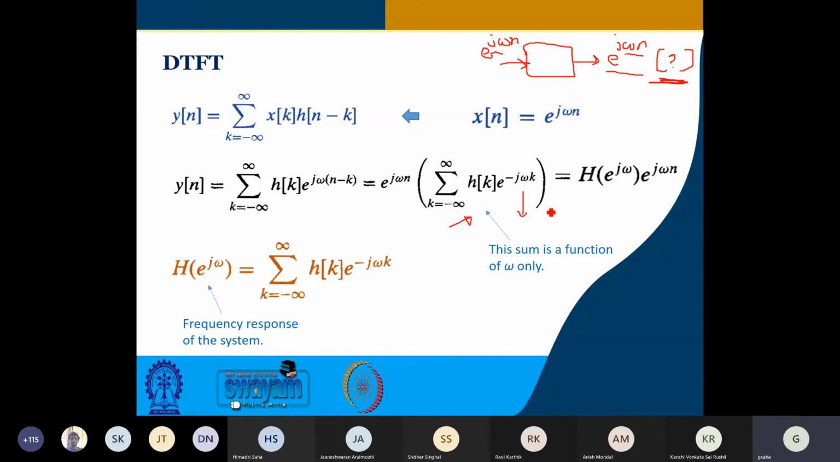Since it is a function of omega only, by convention we write it as H of e to the power j omega. This is the convention. You could have written it some other way, but this is what is followed in discrete time systems, and in continuous time systems we usually follow H of j omega, the corresponding counterpart. Okay. That part is understood. So this H of e to the power j omega is called the frequency response of the system. Okay.